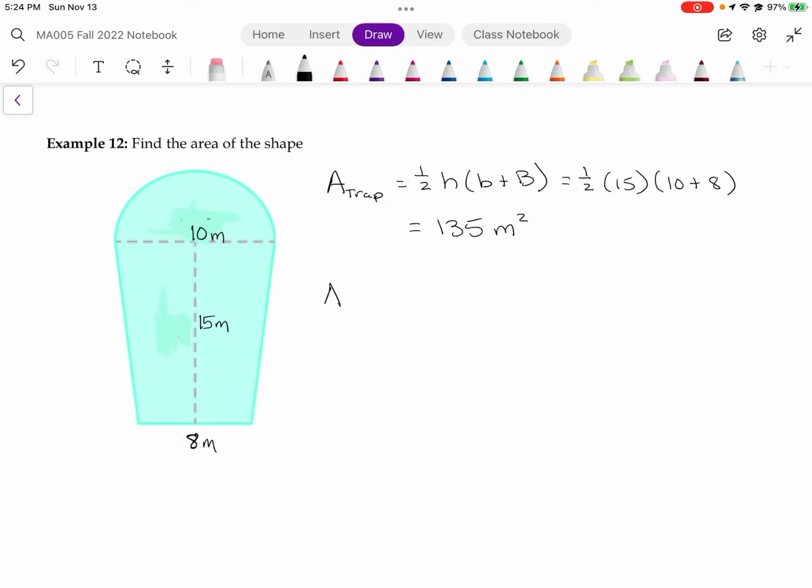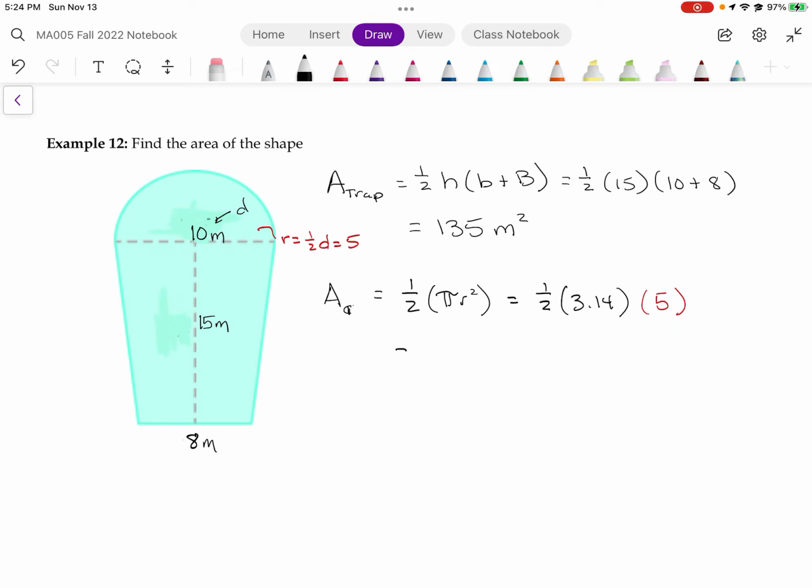All right, so the area of the semicircle, I just really can't draw a semicircle, but anyway, it looks like that. A semicircle is half of a circle, half of pi r squared. So we have 1/2 times 3.14, which is pi, times r. So what is r? This is d. So r is 1/2 of the diameter, which is 5. Okay, so that's where the 5 goes, right there.